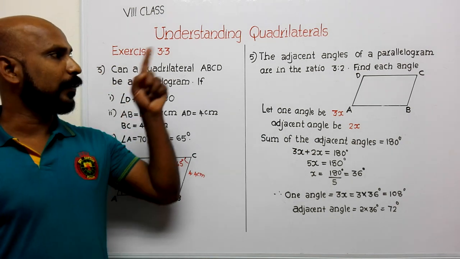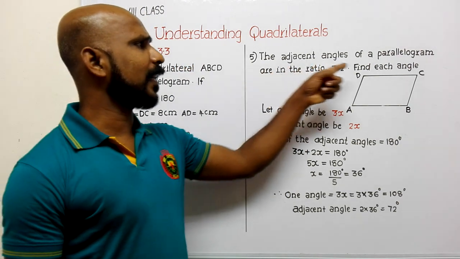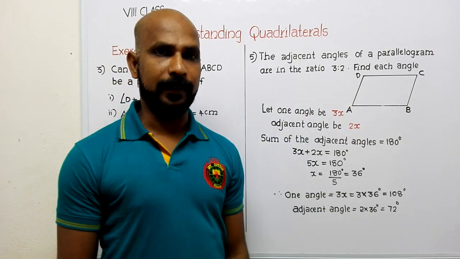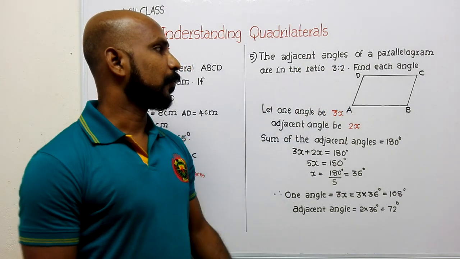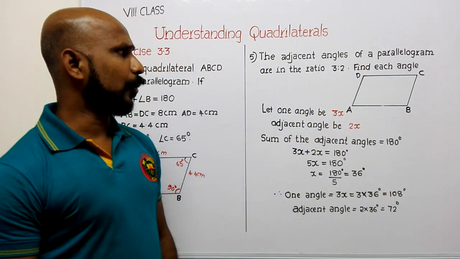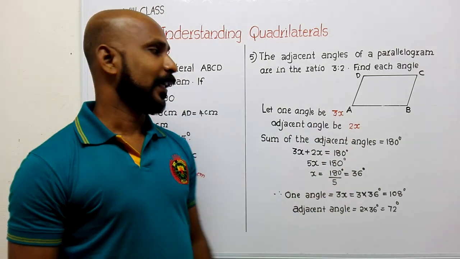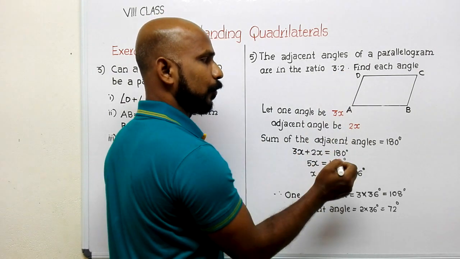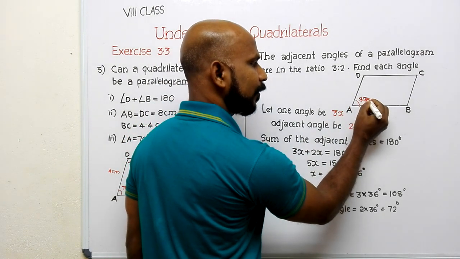Okay. Now we are moving to the fifth question. Here the question says the adjacent angles of a parallelogram are in the ratio 3:2. Find each angle. So I have drawn a parallelogram here, ABCD. If the ratio is given, we have to convert that ratio into another form. That is, let one angle be 3x, because the ratio is 3:2. So of the adjacent angles, one angle we will take as 3x.